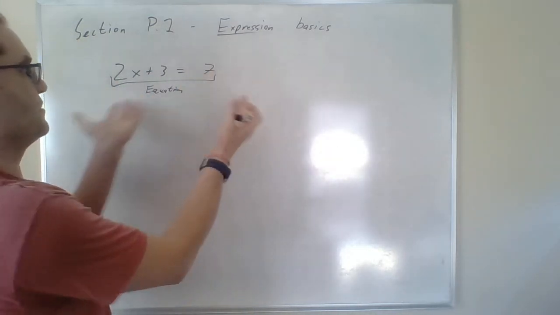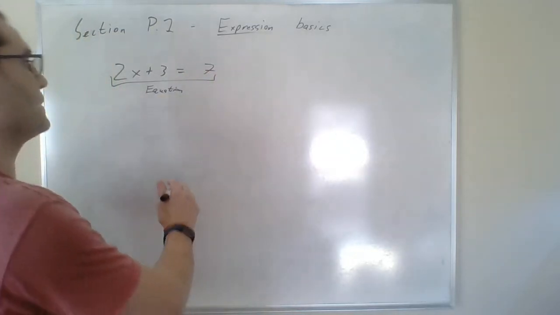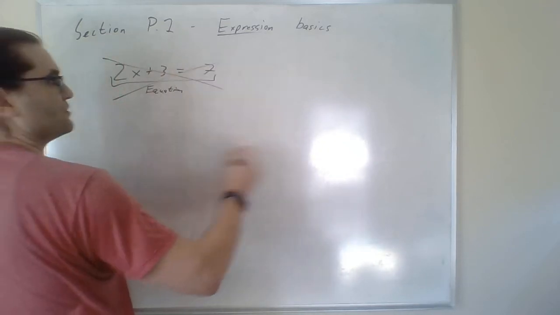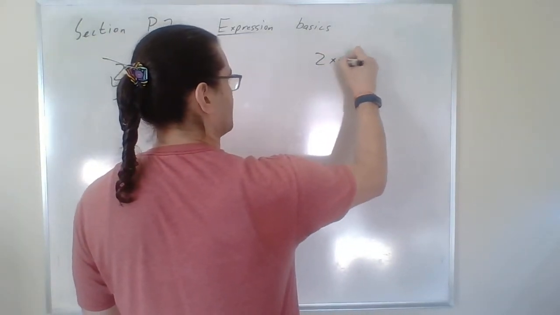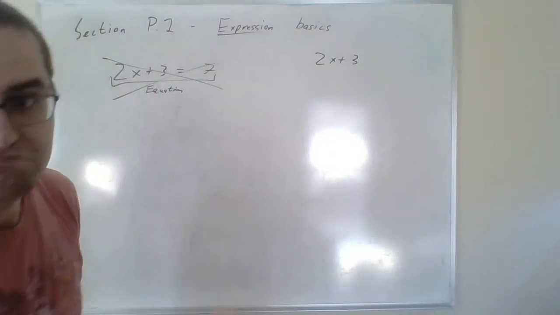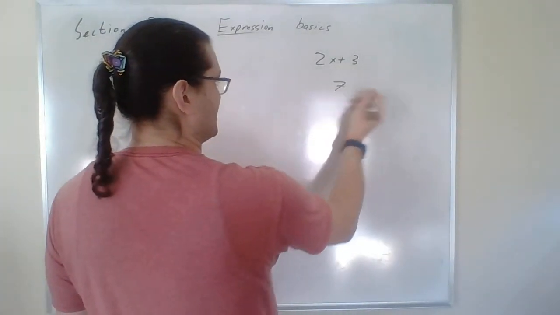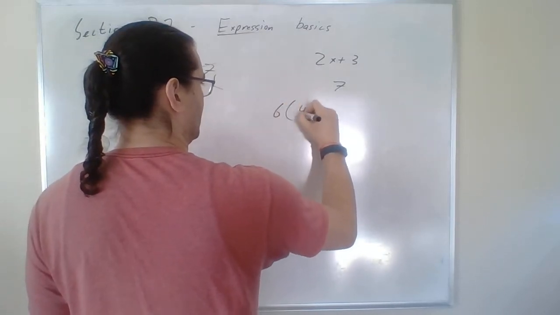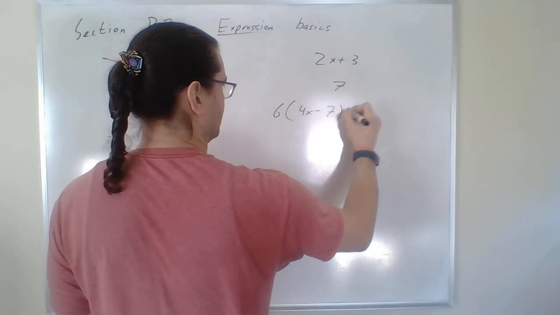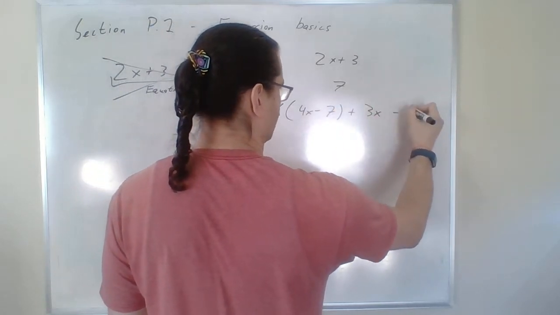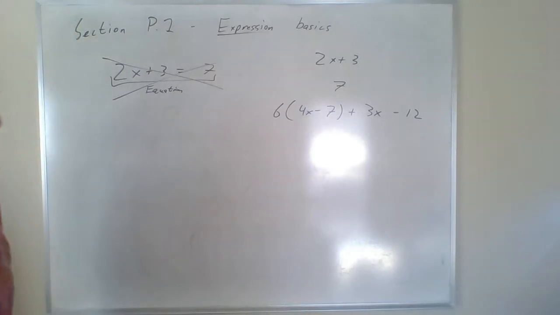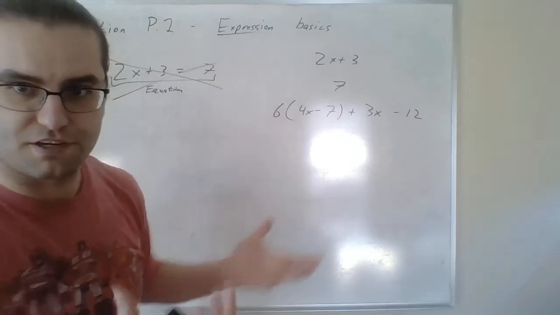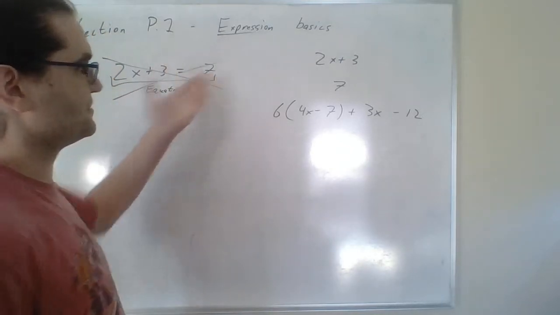You could square both sides if you like. Doesn't matter. But that's not what we're dealing with yet. We are not doing equations. We're doing expressions, so that's just the 2x plus 3 bit. This is an expression, it doesn't have an equal sign. This is an expression, it doesn't have an equal sign. 6 times the quantity 4x minus 7 plus 3x minus 12. This is an expression. All of these things are expressions because none of them have equal signs. That's the big distinction we're going to make between expressions and equations.